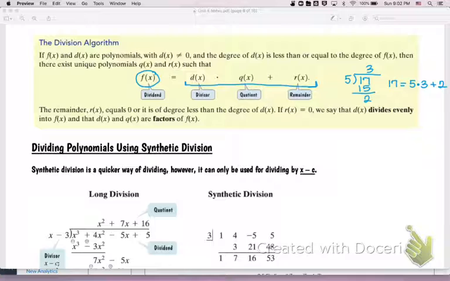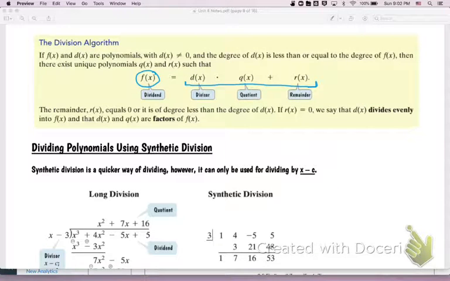Now this works the same as if I wanted to do something like 5 into 25. It goes in 5 times with a remainder of 0. So we can say 25 is equal to 5 times 5 plus 0, because there is no remainder and we don't need to write that. It works exactly the same way with polynomials, but that's kind of an easier way to interpret that.